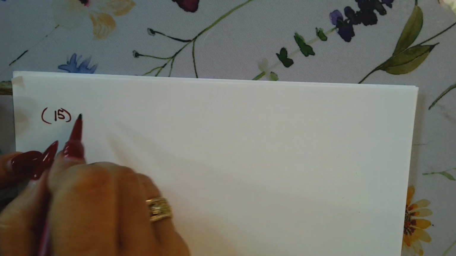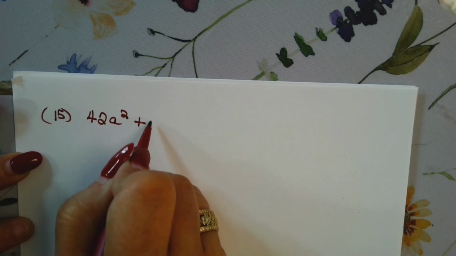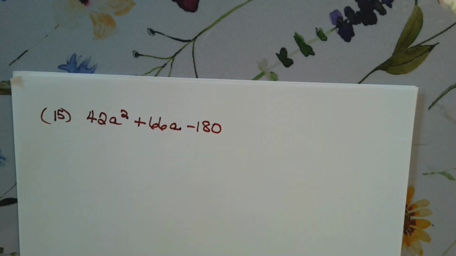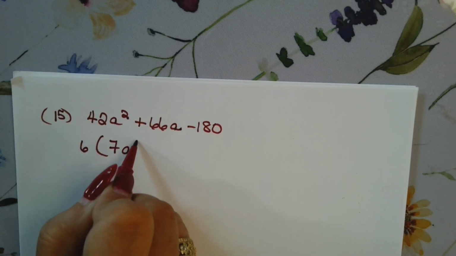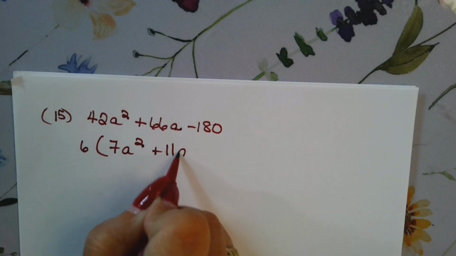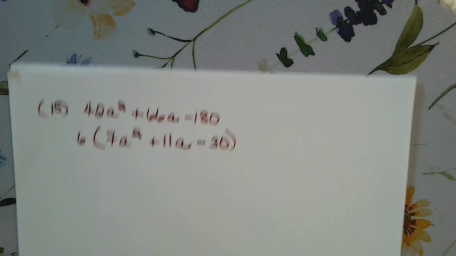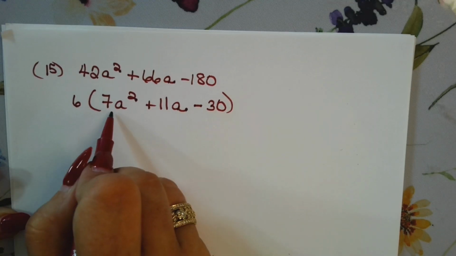For number 15, we have 42a squared plus 66a minus 180. As far as the greatest common factor, I think it's going to be 6. Let me just double check. If I pull out a 6, this will be 7a squared plus 11a minus 30. And if we're going to try to factor this one, there's nothing there in common.